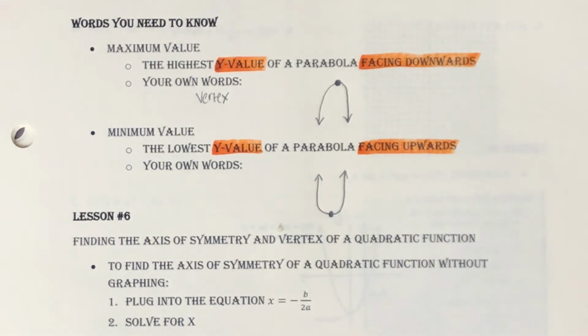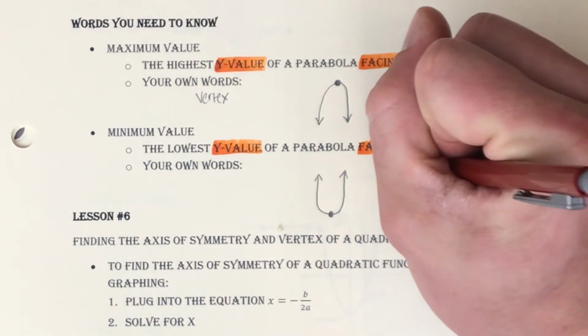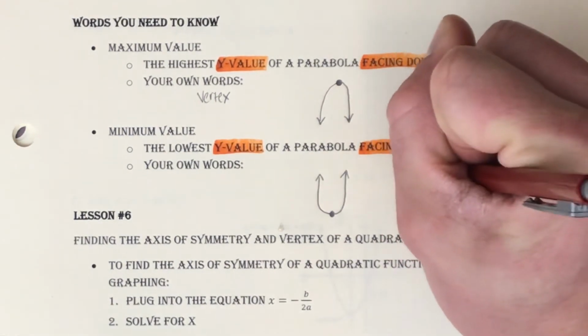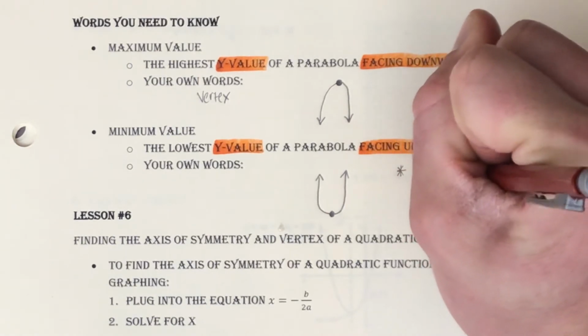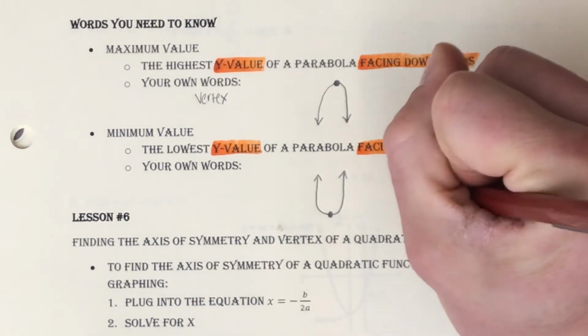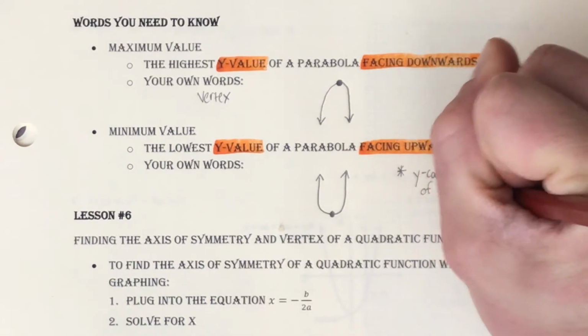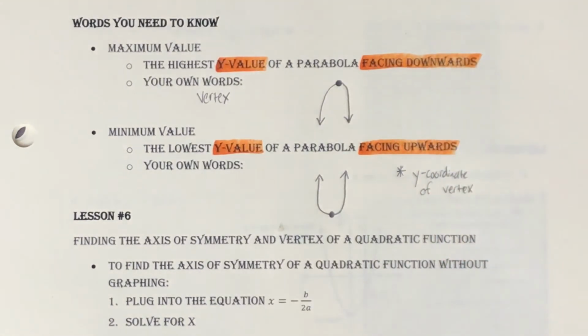It's always dealing with the vertex, and specifically it's always dealing with the y coordinate of the vertex. So always remember that this is the y coordinate of the vertex because y values go up and down. The y-axis is up and down. So we're talking about the y coordinate of the vertex. Maximum values can be determined on parabolas facing downwards because the vertex is the highest point. Minimum values can be determined on parabolas facing upwards because, again, the vertex is that point.